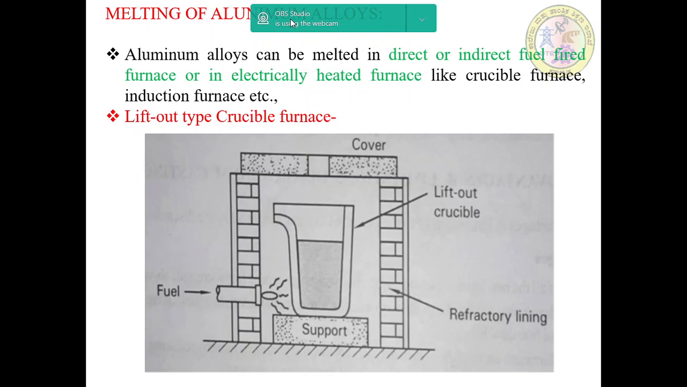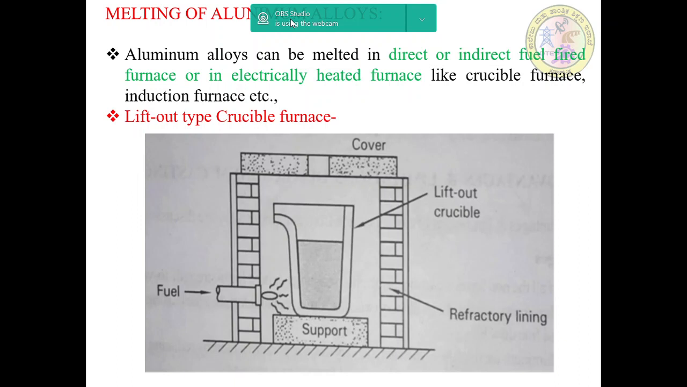In this, the lift out type crucible furnace, we'll discuss in detail. Here aluminum alloys can be melted in a direct or indirect fuel fed furnace or in an electrically heated furnace like a crucible furnace or induction furnace, etc. But from the examination syllabus point of view, for one type of aluminum casting, that is the lift out type crucible furnace, I will discuss in detail.